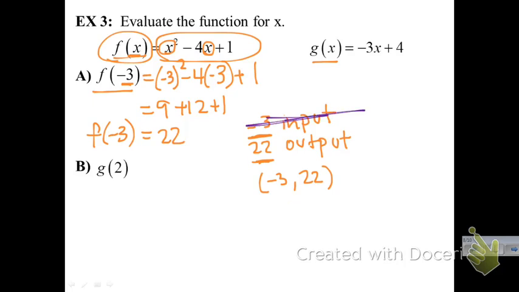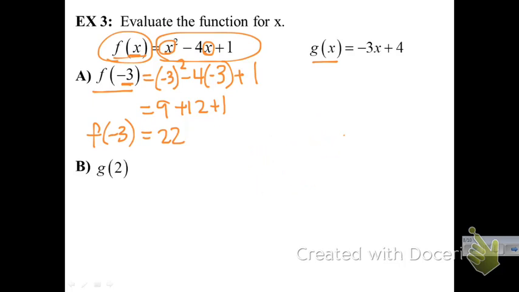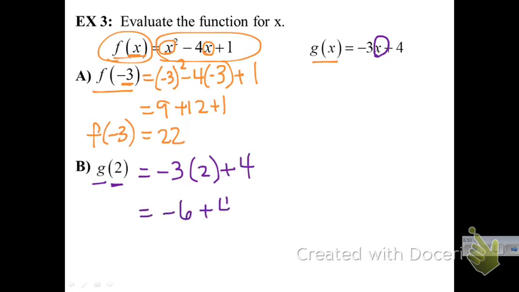Okay, whoa, I thought I was erasing. Okay, for B, this says we're going to take the g function, and wherever there is an x, I'll circle it, we're going to replace that with this 2. So we take negative 3 times 2, where the x is, and then add 4, and then we just simplify that. Negative 3 times 2 is negative 6, add 4, and we get negative 2. So g of 2 is equal to negative 2.